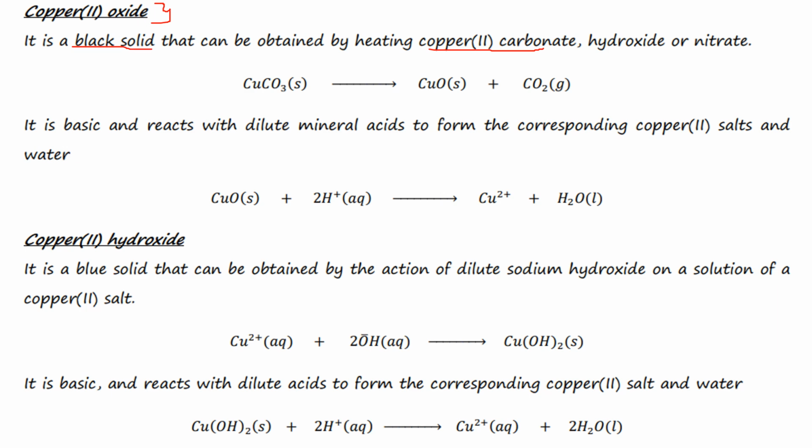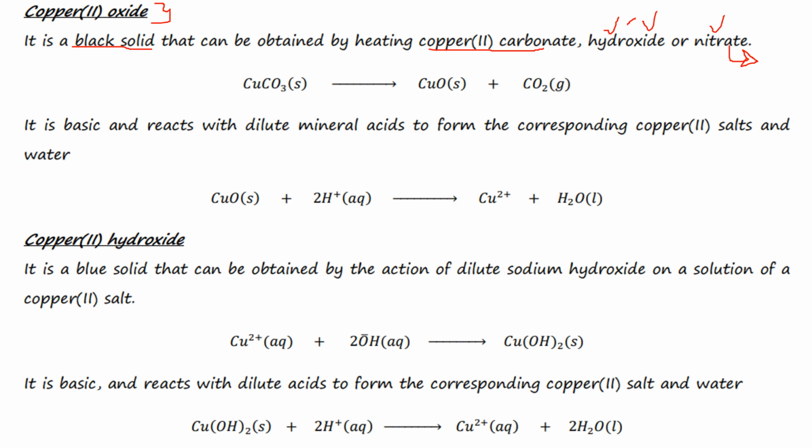So we can also obtain copper 2 oxide simply by heating its hydroxide or its nitrate. When you heat its hydroxide, you're going to get copper 2 oxide together with steam, and when you heat a nitrate, you're going to get copper 2 oxide together with nitrogen dioxide and oxygen gas.